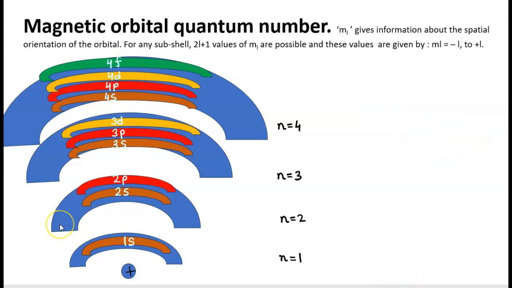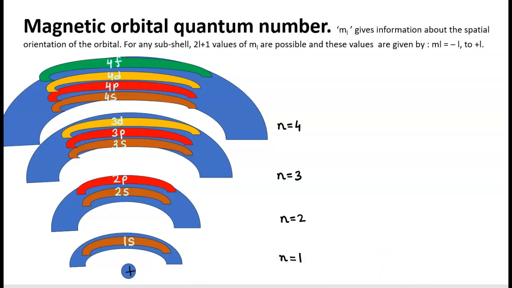Now when you have known the principal quantum number and the azimuthal quantum number of the electron, you have specified the main energy level by knowing the principal quantum number, and the subshell present in that very energy level by knowing the azimuthal quantum number. So now you need to know the orientation of that very orbital in which the electron is present. This is given by the magnetic quantum number.